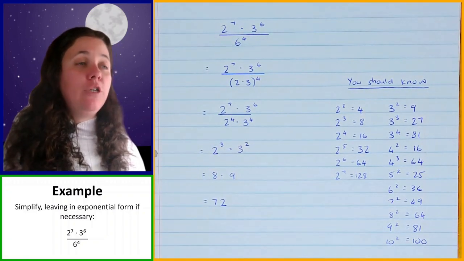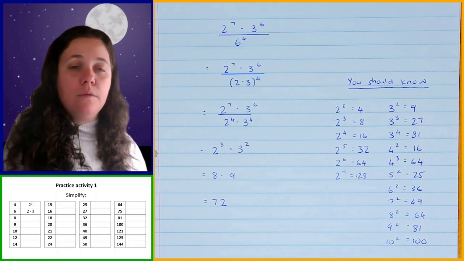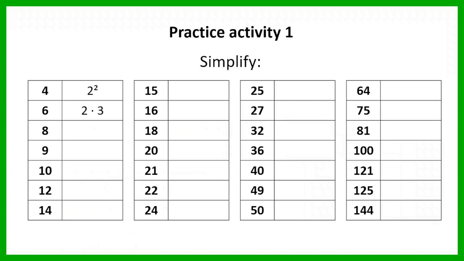So the next thing you're going to do over here is fill in these tables, each of these numbers written as a product of prime factors. The first two have been done for you. So 4 is the same as 2 squared. 6 is the same as 2 times 3. Okay, so I want you now to take all of the rest of these numbers in these tables and write them as products of their prime factors. I'm going to give you 5 minutes to work on this.